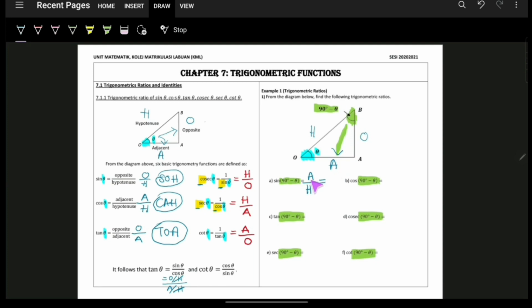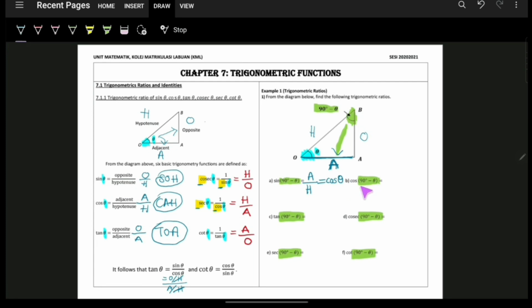Why did we write A here, although I said it's opposite? Because this side is the opposite to this angle, but it's labeled by A. Why do we label A? It's just the same as this one, because of the theta here. We want to compare with this angle, that's why we stick to the same labeling. And then A over H, as we look at here, A over H is just the same as cos theta. So we know that this is just equal to cos theta.